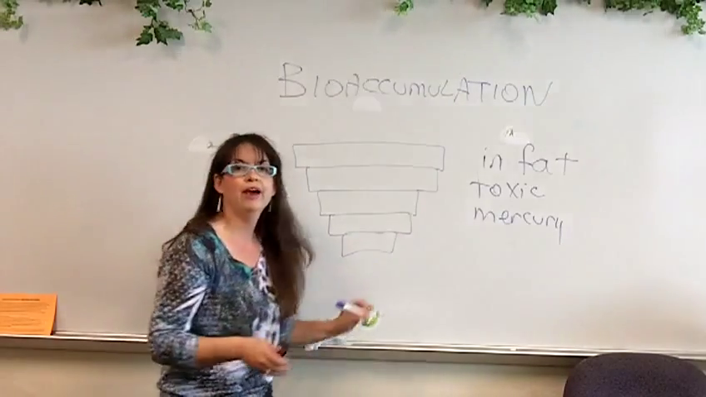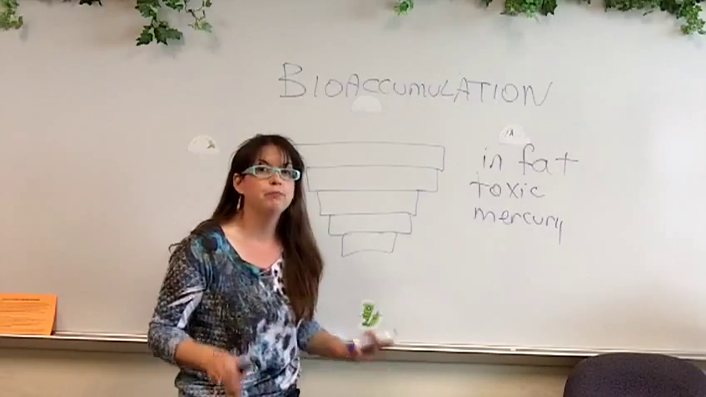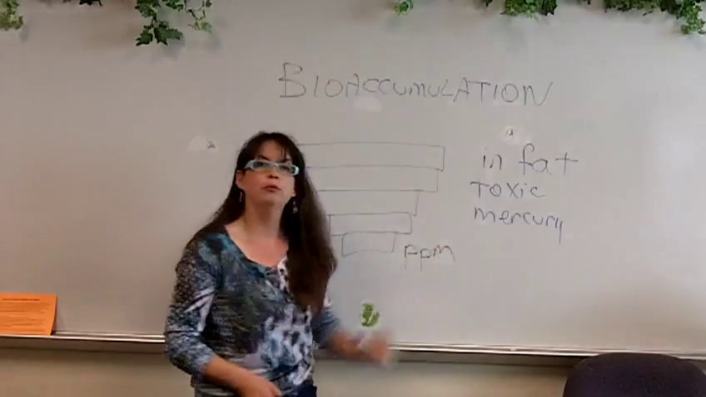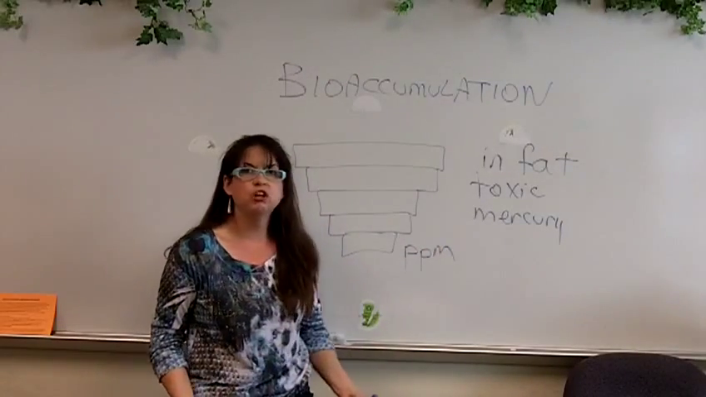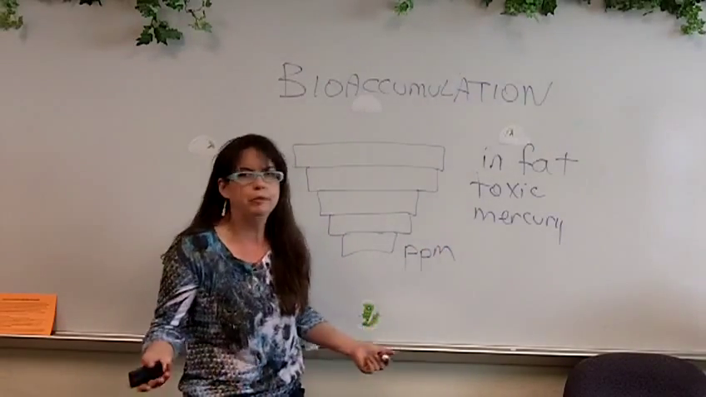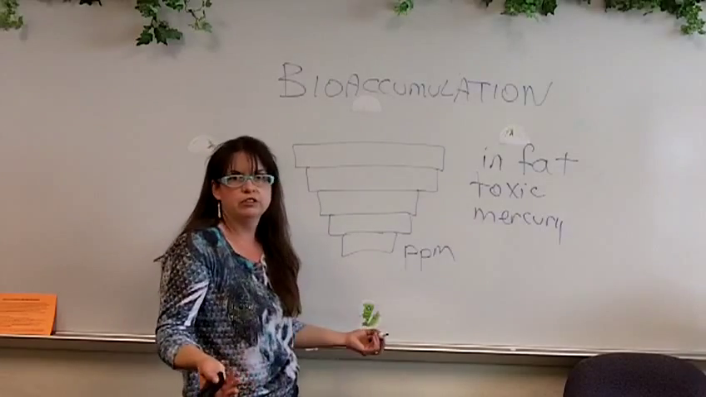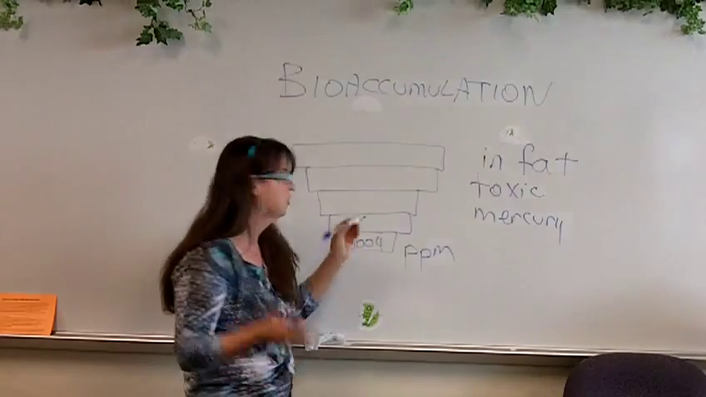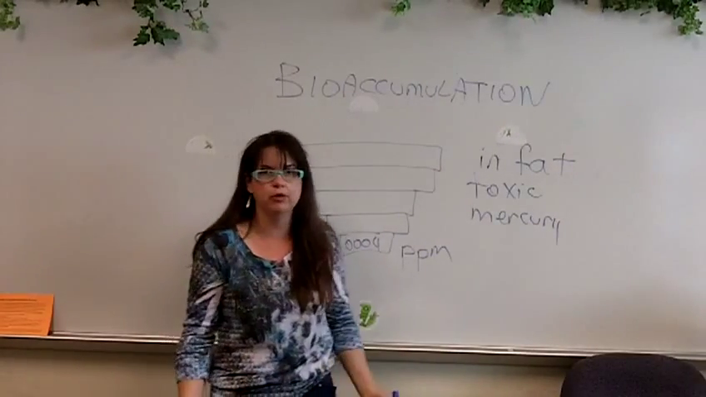So let's say everything's measured in parts per million, which looks like ppm. An acceptable small dose in the water that's not going to hurt you would be like 0.00004 parts per million, okay, of mercury. I'm just making this number up.